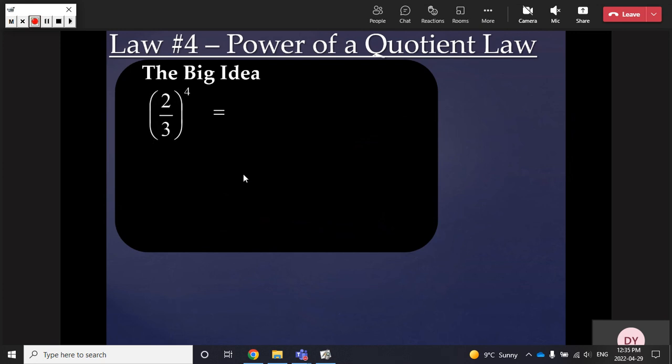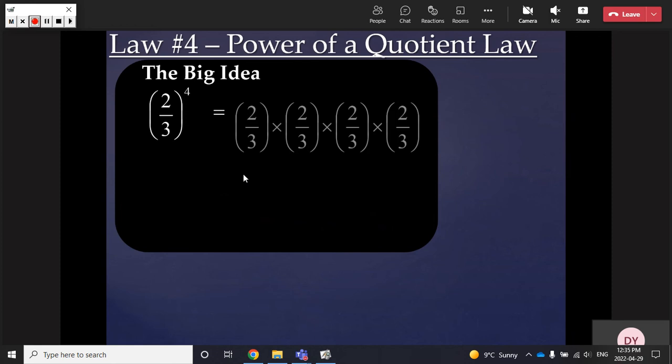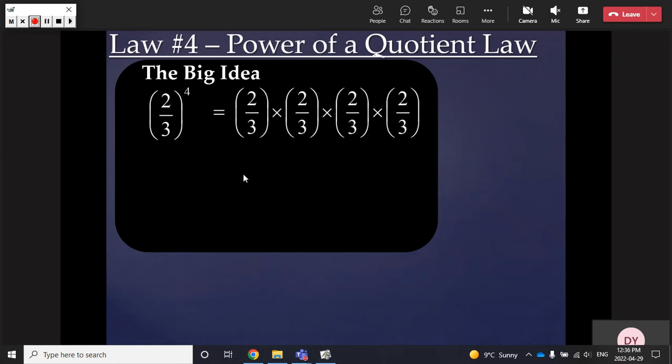Now, this is where we can pull out all that stuff we did near the beginning of this course with multiplying fractions. If we're going to expand 2 over 3 to the exponent 4, how many times are we multiplying 2/3 by itself? 4 times. So it's going to be 2/3 times 2/3 times 2/3 times 2/3. Absolutely.